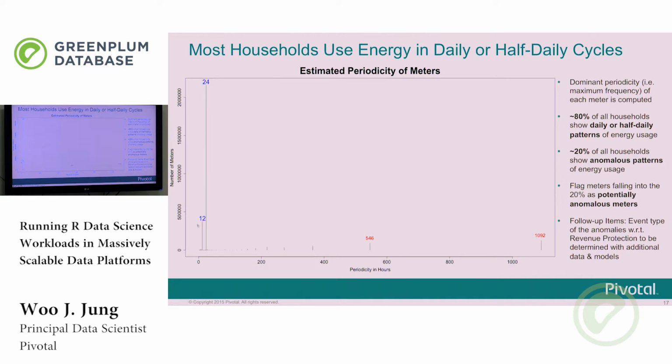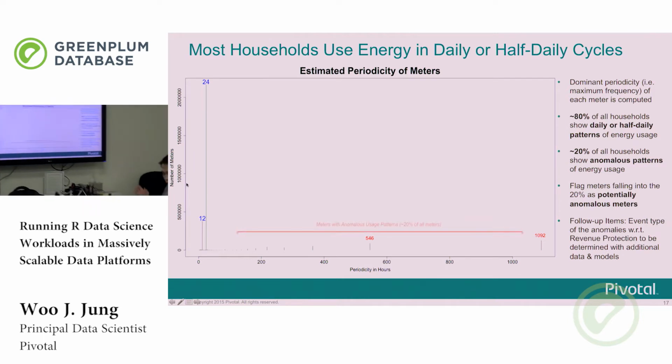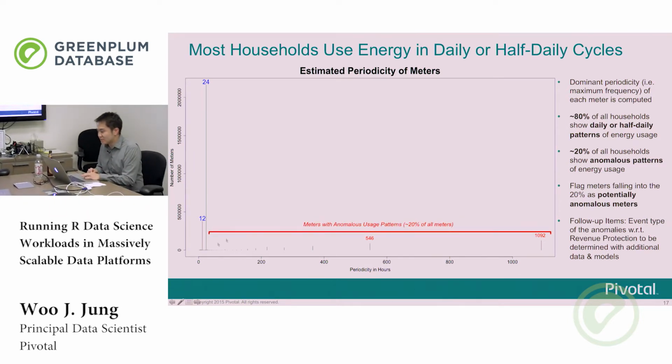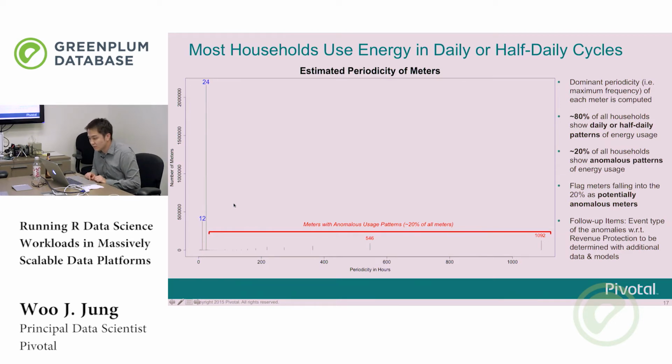And that's great, because this tells us what is normal, right? So every meter that falls outside of this normal range can then be flagged as potentially anomalous, which is about 20% of all the meters that were found in this analysis, right?